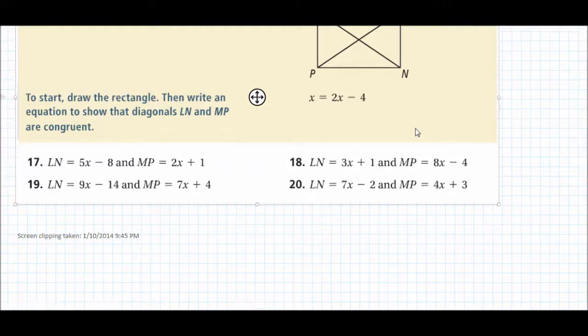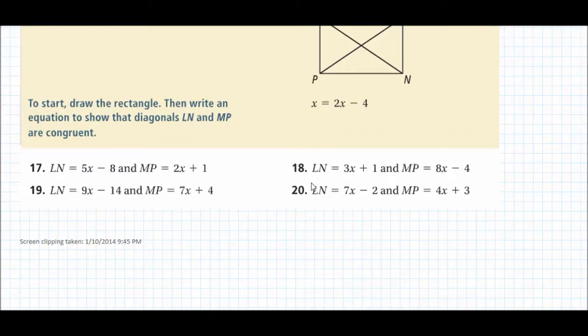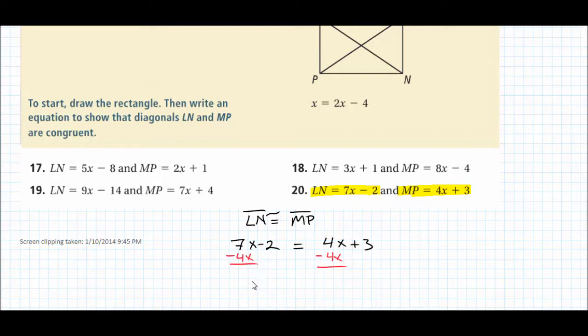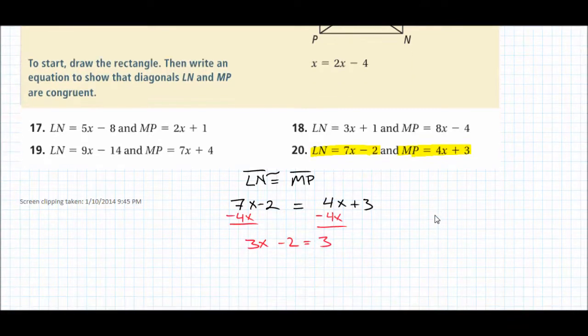Same rhombus, same diagram. We know our diagonals are LN and MP. We know LN must be equal to MP, congruent. LN is 7x minus 2, and MP is 4x plus 3. First step, get the variables on the same side, so we're going to subtract 4x from each side. We're going to get 3x minus 2 equals 3. We're going to add 2 to each side, so we're going to get 3x equals 5.